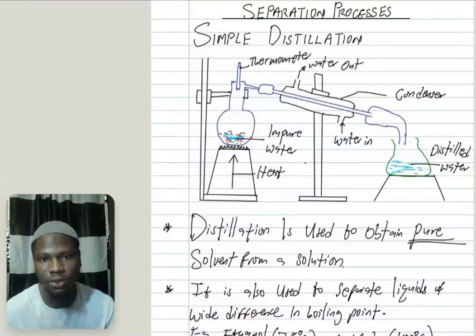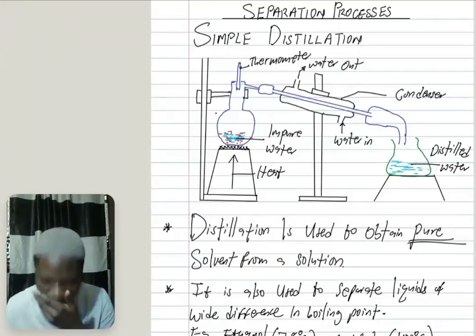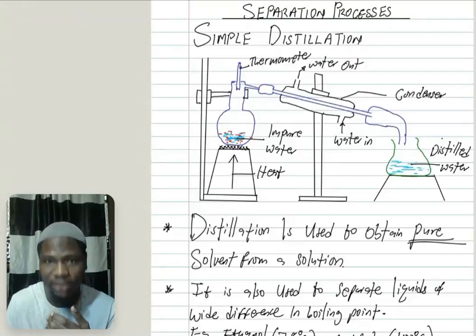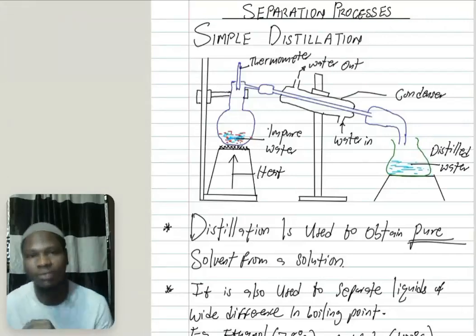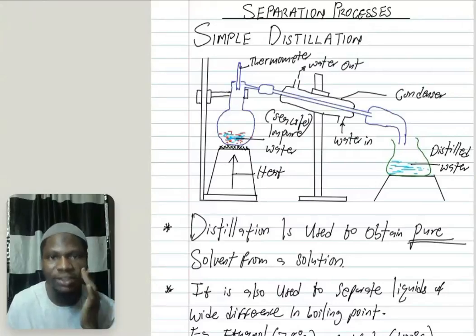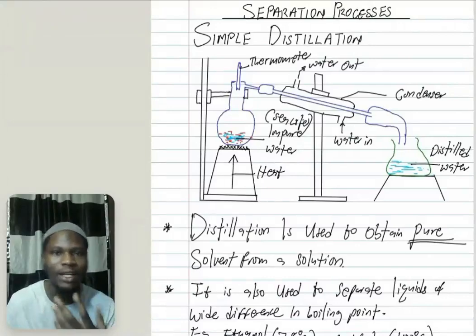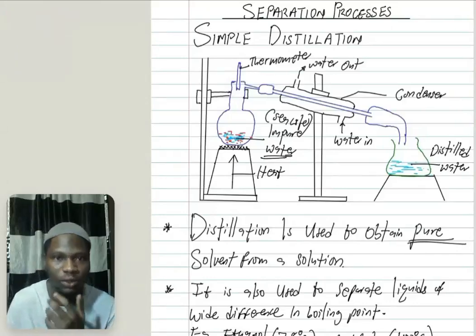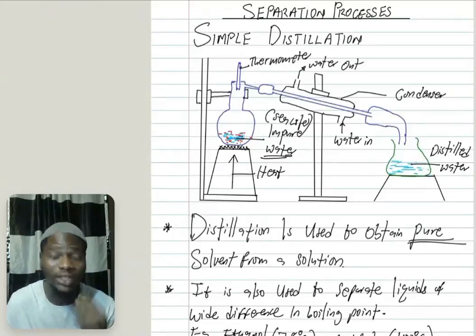Now, look at this apparatus. You can see your heater, stand, this is a round bottom flask, your condenser, and this is a conical flask. Let me say I have impure water here, representing seawater, for example. Now, what happens? We heat this mixture. Remember that it will get to a point, see the thermometer, where water will get to 100 degrees Celsius, which is the boiling point. Therefore, it will leave in the form of steam.